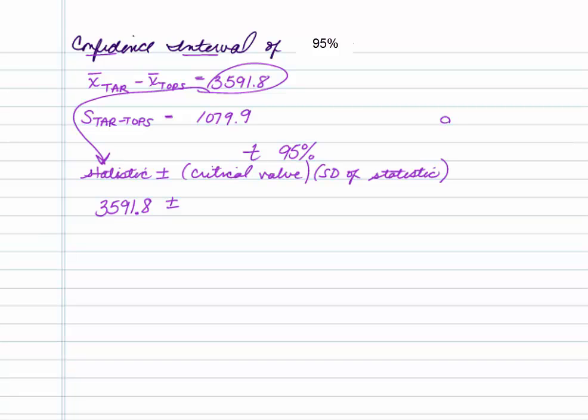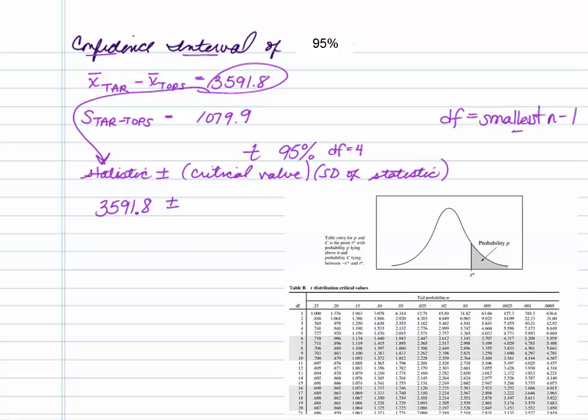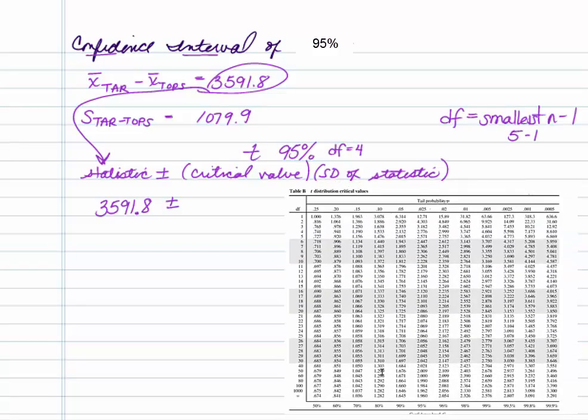And like I said before, the degrees of freedom are the smallest n. You don't combine the n. You take the smallest n and subtract 1. So I'm going to do a t-chart. I'm going to look on the t-chart for degrees of freedom equaling 4. That's 5, take away 1.